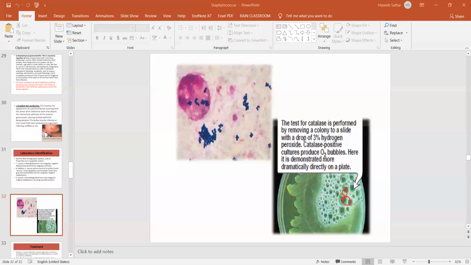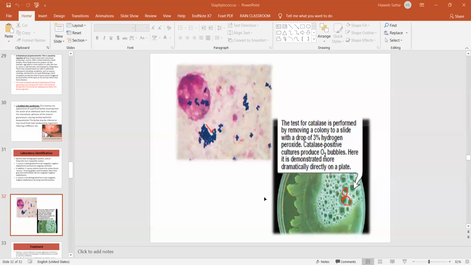Second, this bacteria, Staphylococcus, has grape-like branches under a microscope, and it is coagulase positive. Staphylococcus aureus is coagulase positive, while the other Staphylococcus species, like Staphylococcus epidermidis, are coagulase negative. So this is also a difference within the different species of the same genus.